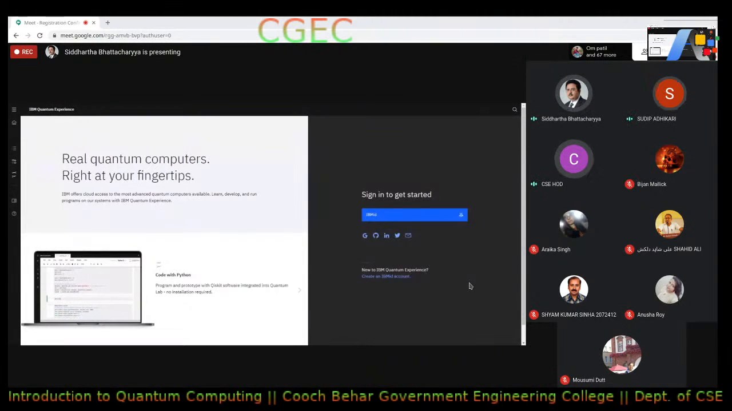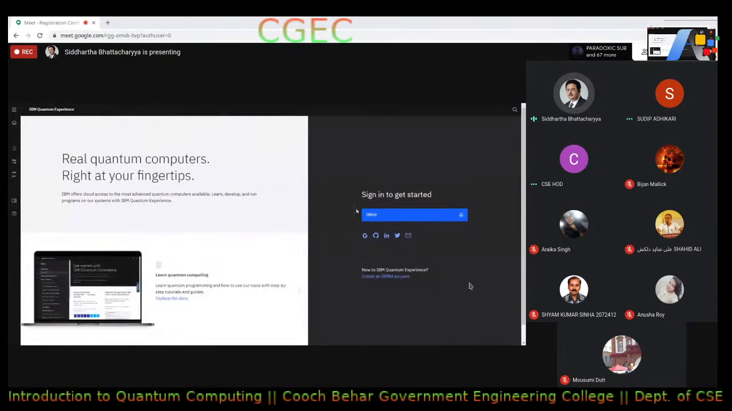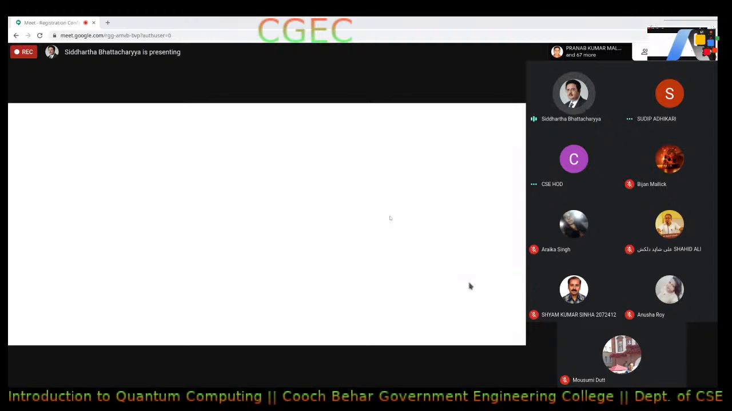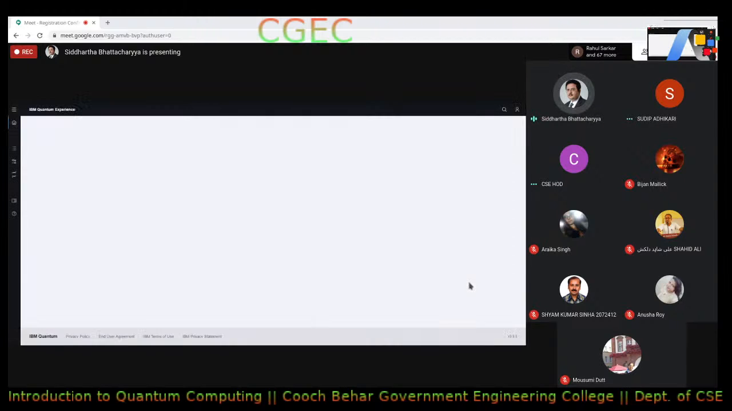Yes, sir. If you just put the URL over here and press enter, you will get the screen where you will be asked to sign in. For the first time user, you have to create an account. Very simple. Similar to creating any other account, you will get a verification link in your email ID and all these things. It will take some time because my internet is very slow.